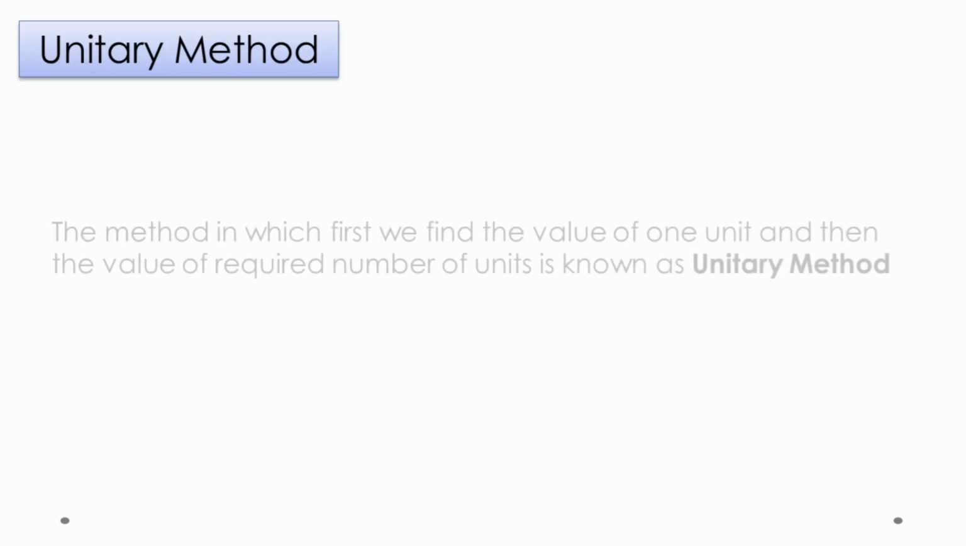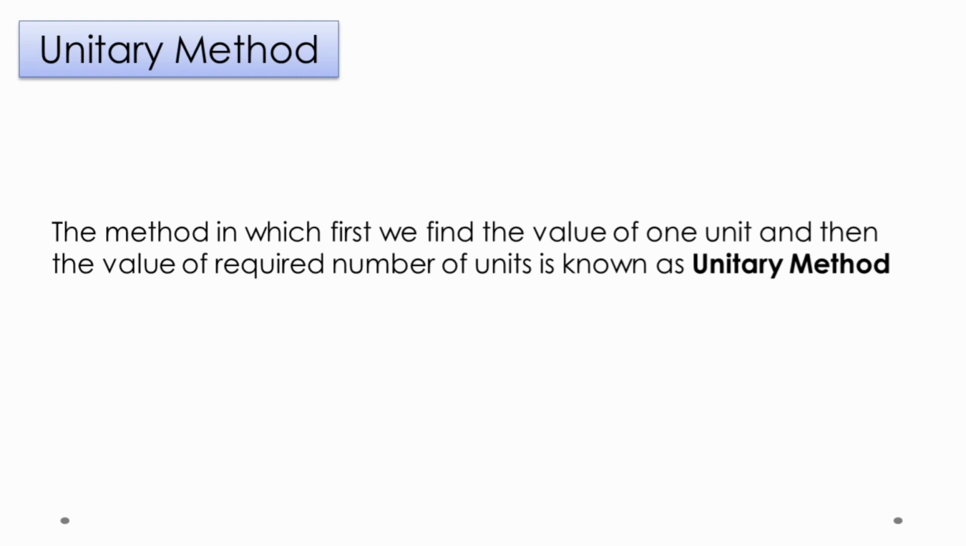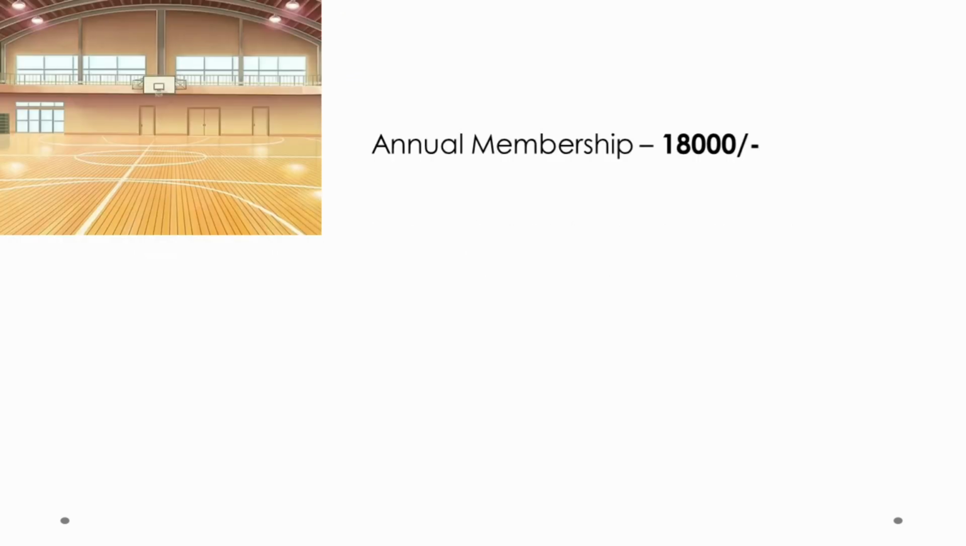Now it's time to discuss unitary method. The method in which first we find the value of one unit and then the value of required number of units is known as unitary method. Let us understand this with the help of an example. The annual membership fee of the sports club for Arun is 18,000 rupees. He wants to know the cost of 3 months membership.